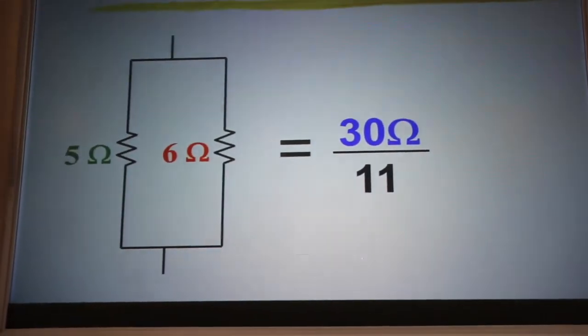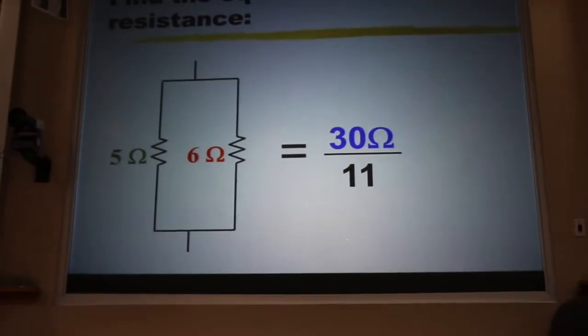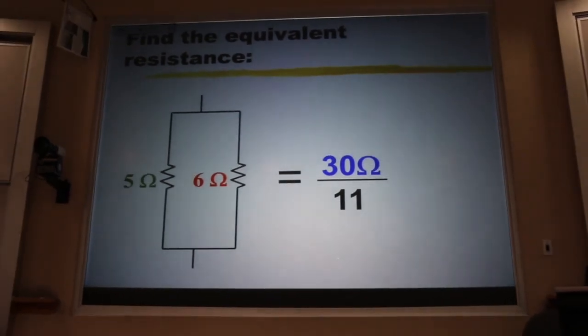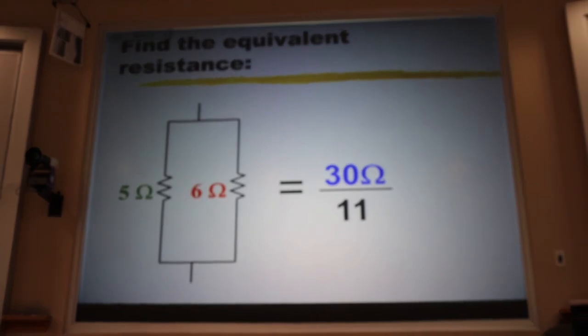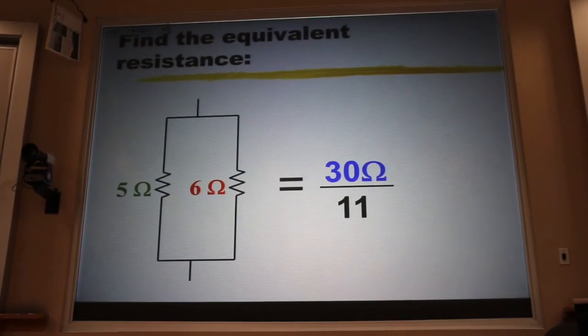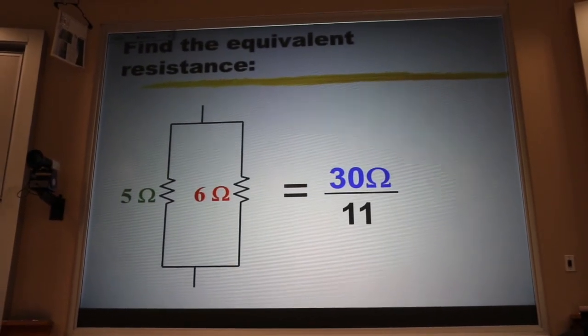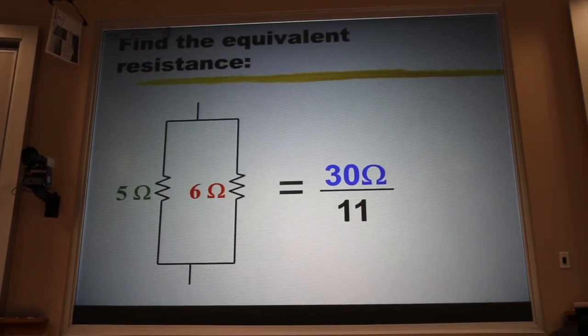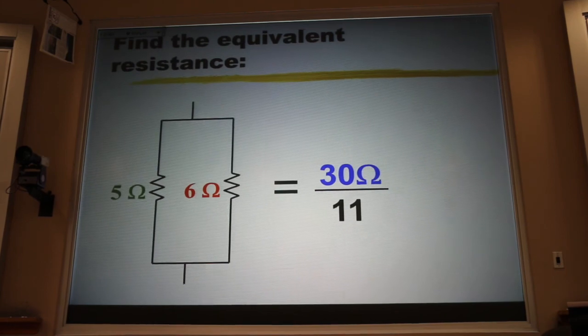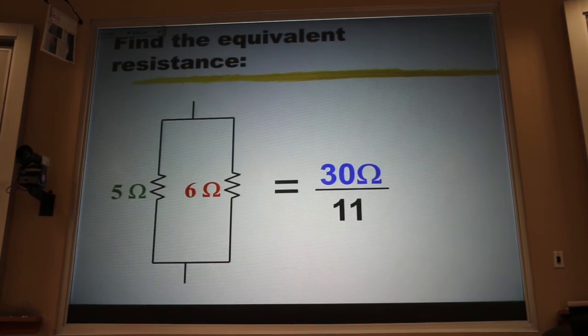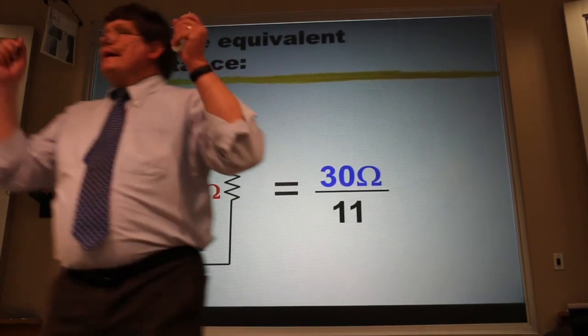Suddenly you see where that silly equation comes from. You're replacing the 5 and the 6 by a whole bunch of resistors in parallel that are the same, because you have a rule for resistors that are the same. 6 paths is 6 times easier than 1 path. 20 paths is 20 times easier than 1 path, if they're the same.